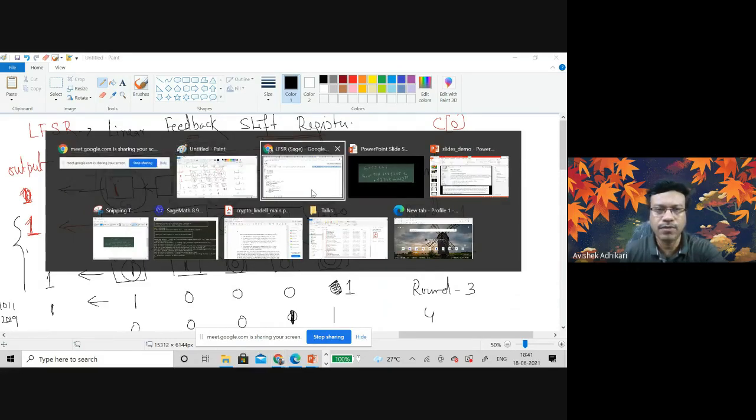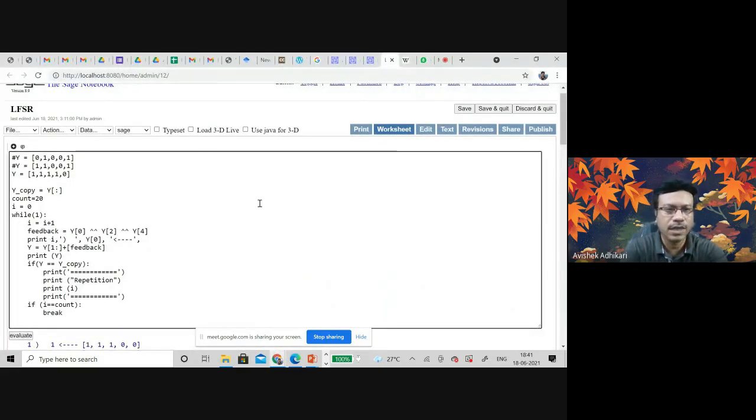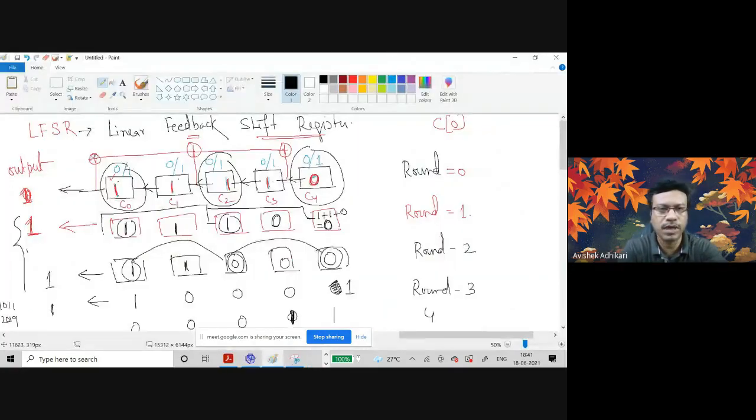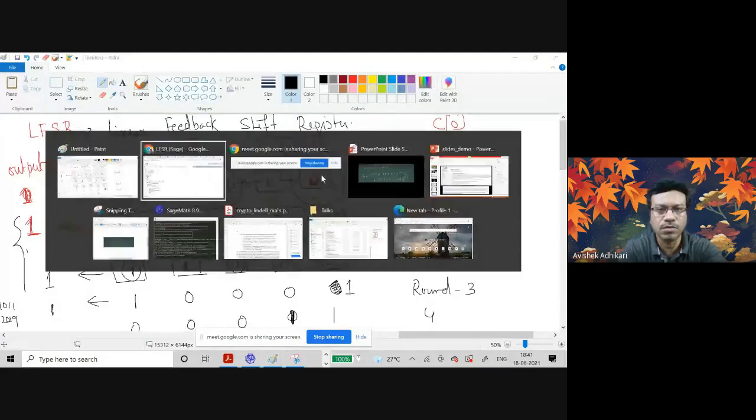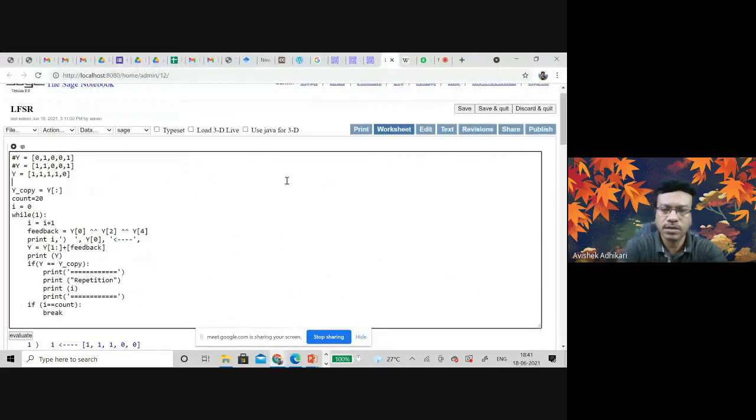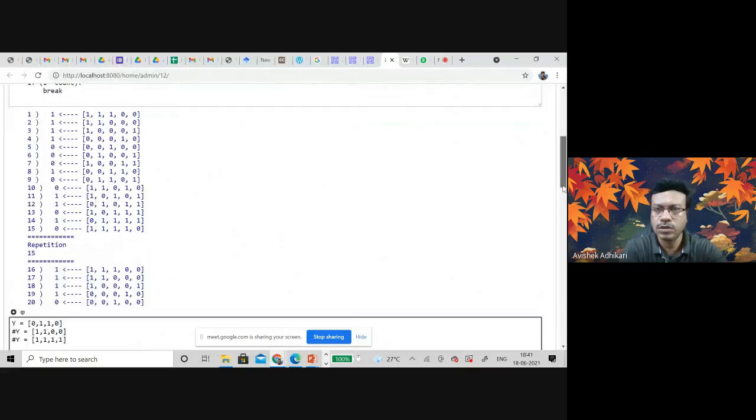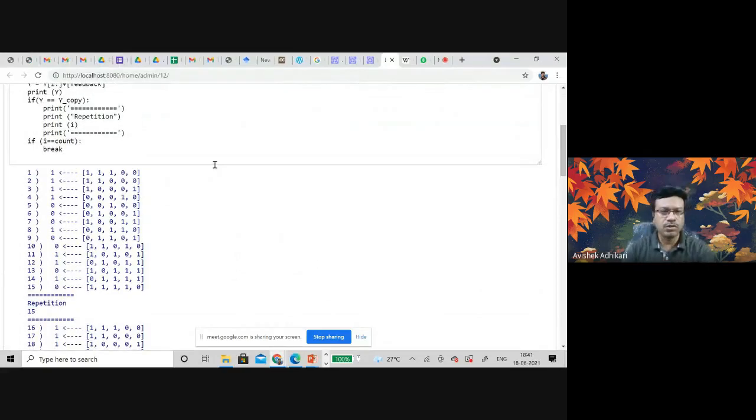So I have made a program for that. I started with the input 11110. So this is my 11110, and if you run this, you'll get the output. So this is my box, and this is my round 1. It gives me output 1, 1, 1, 1, 1.